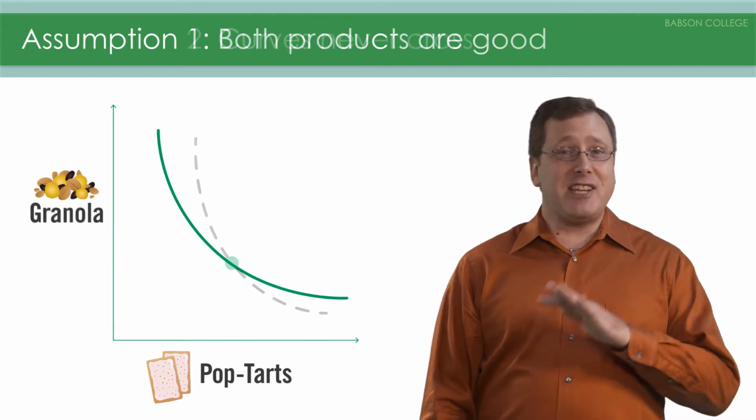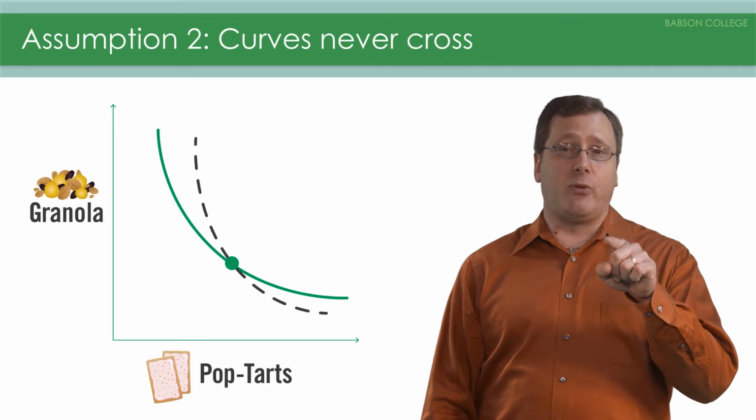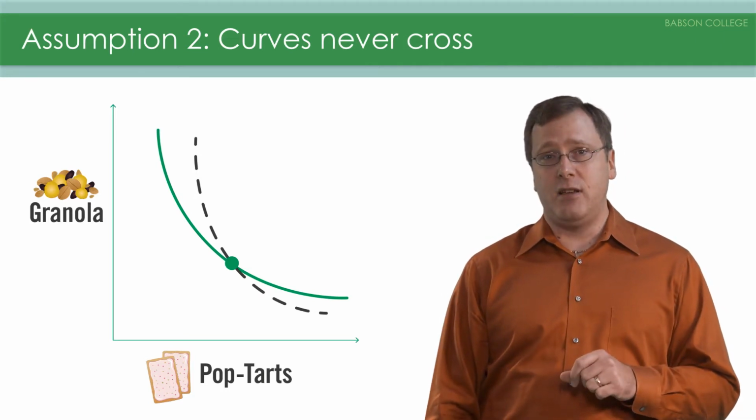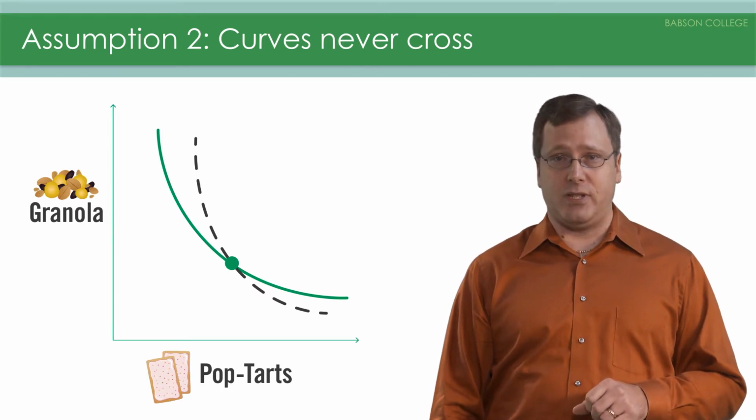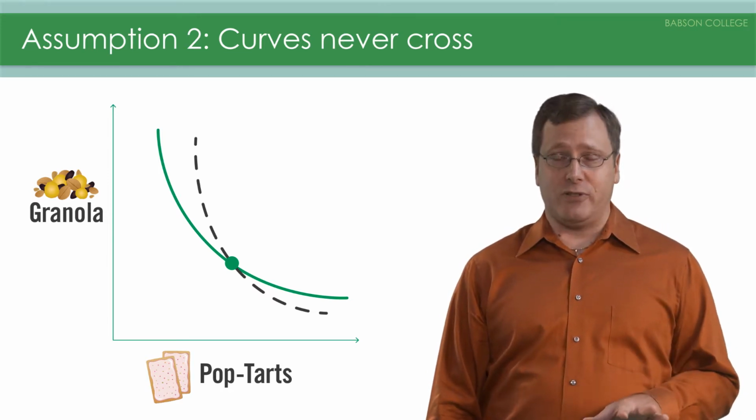Secondly, indifference curves can never cross. That would mean that at a single point there are two different levels of utility, because each indifference curve represents all the bundles that provide the same total utility. This cannot logically be true.